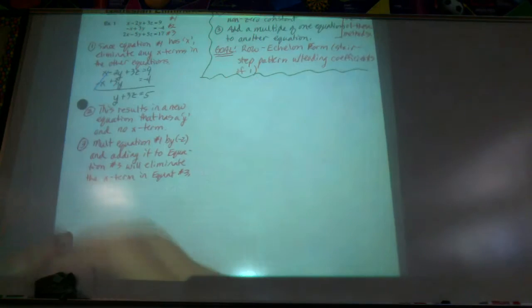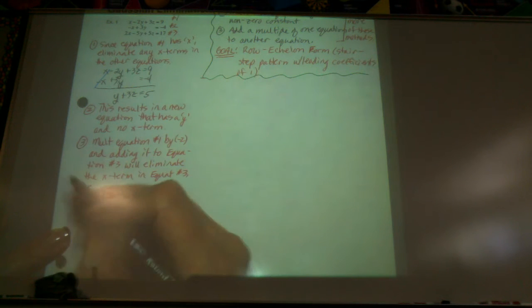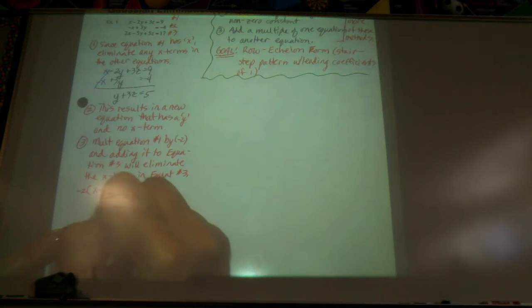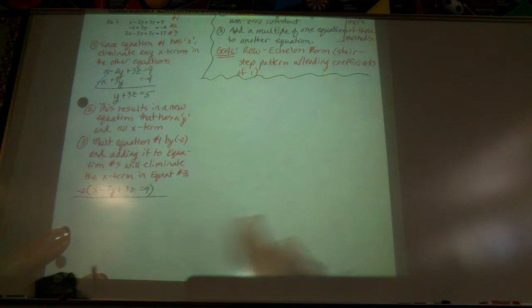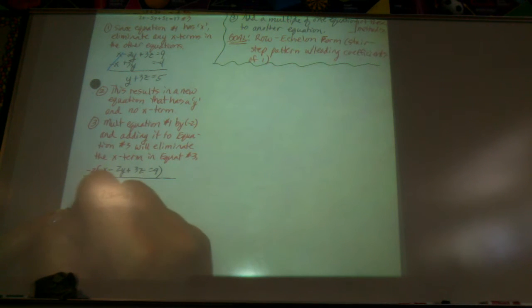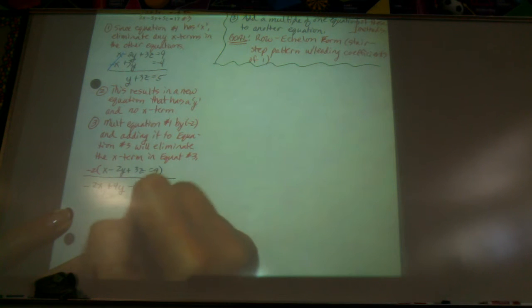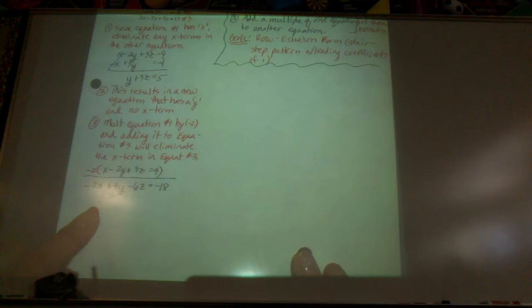Okay? So I'm going to take negative 2 and multiply it to the first equation, which is x minus 2y plus 3z equals 9. Draw a line underneath that because we're going to create a new system. So I get negative 2x plus 4y minus 6z equals negative 18. So that's my new one, right?